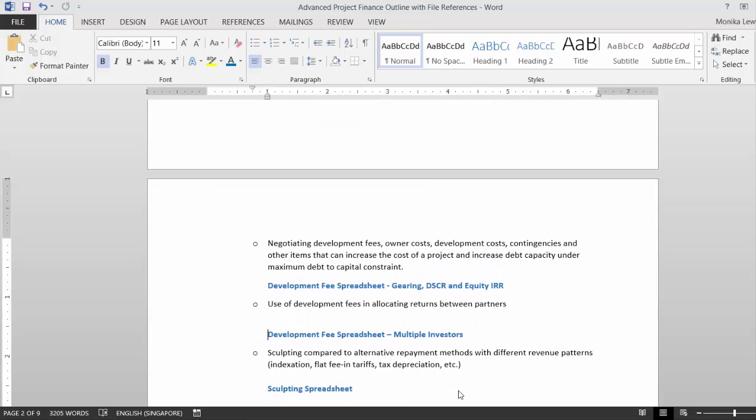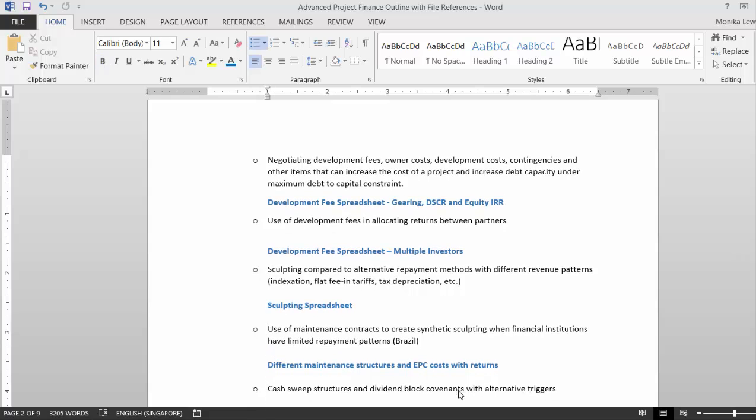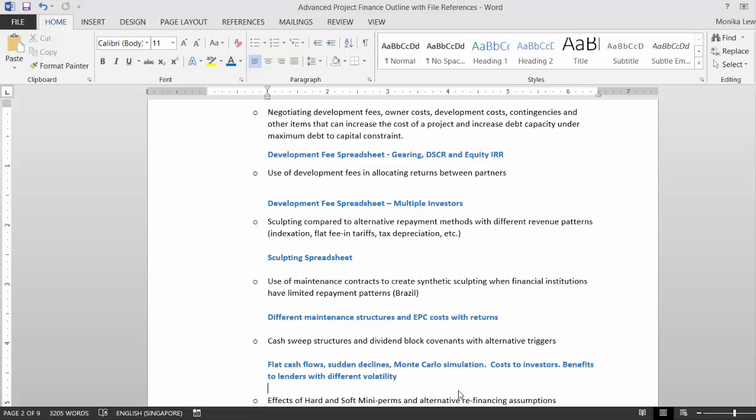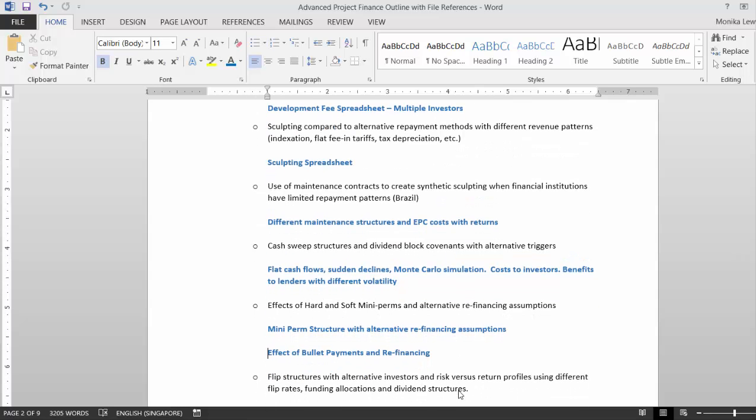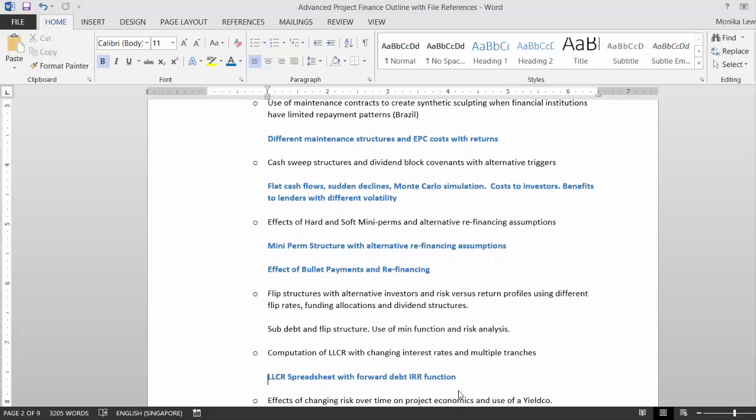How you can use the development fee to structure the split between different investors, what the effect of sculpting versus level repayments is, how you can use synthetic sculpting a little bit, what happens to the risk analysis, and a lot on the covenants and cash flow sweeps, the effects of mini perms with alternative refinancings, and the effect of a kind of bullet payment, which is very similar to the mini perm.